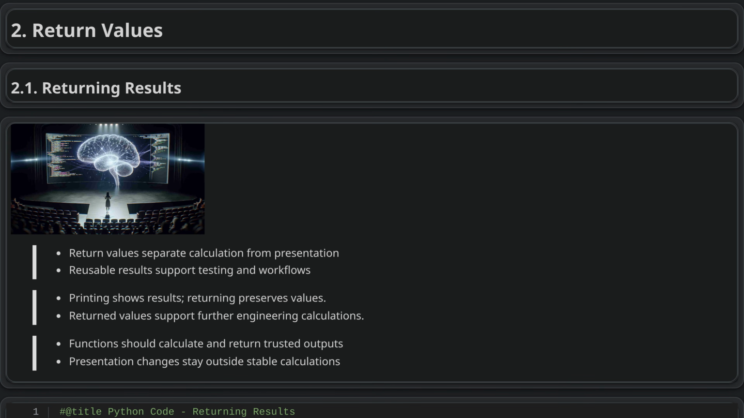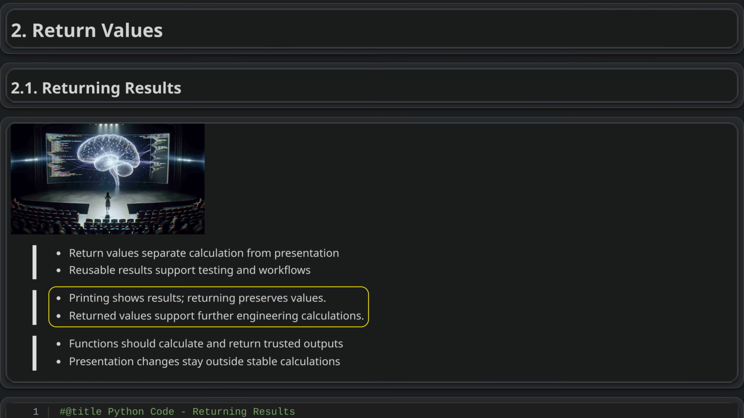Return values. Returning results. In engineering programming, functions should return results, so they provide useful data without controlling how it is used. A returned value can be stored, compared, or displayed in different parts of a program. This makes calculation functions, such as those for beam deflection or heat loss, more flexible, reusable, and easier to combine into larger workflows.